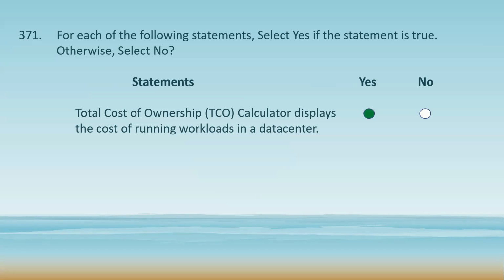TCO calculator typically displays the cost of running workloads in a data center. It takes into account various factors such as hardware cost, software licenses, maintenance, energy consumption, cooling, staffing, and other operational expenses to provide a comprehensive view of the total cost associated with running a workload over its lifetime.